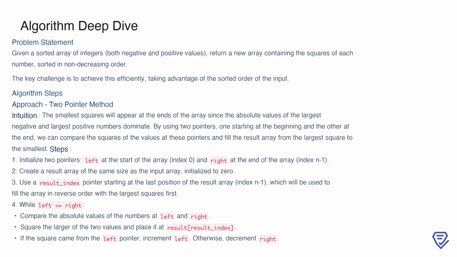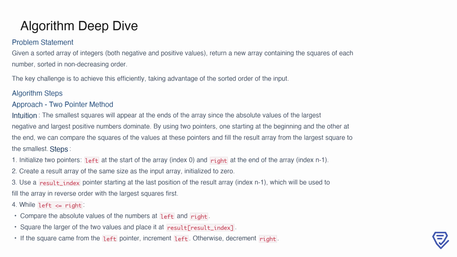To implement this, we start by initializing two pointers, one called left at the start of the array and another called right at the end. We also create a result array of the same size as the input, initialized to 0, and a result_index pointer starting at the last position of the result array. This pointer will help us fill the result array in reverse order.